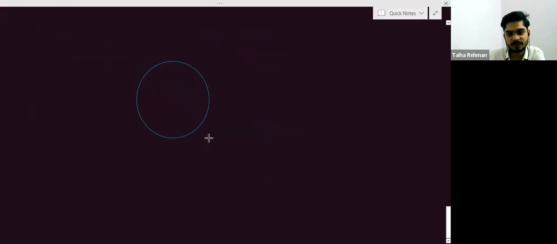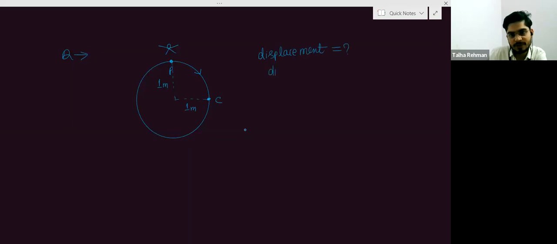A simple example I can take for explaining displacement. Suppose this is a circular path and a body starts the motion from this point P, and finally is here at point C. Suppose 1 meter is the radius of the circle. We have to calculate the displacement and the distance in this case.